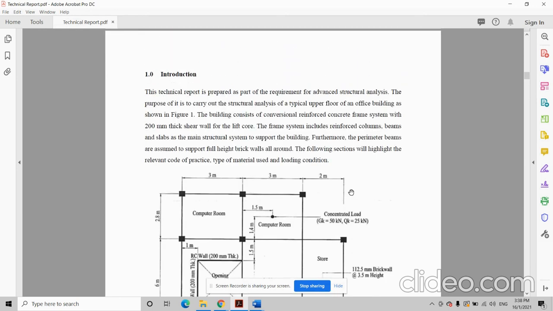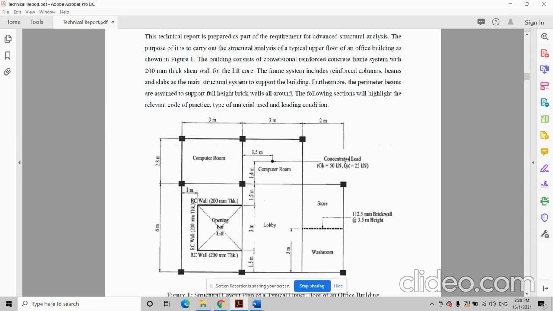I will explain the technical report for advanced structure analysis. Introduction. The technical report is prepared as part of the requirements for the advanced structure analysis. This building consists of a conventional reinforced concrete frame system with a 200 mm thick shear wall for the left core.